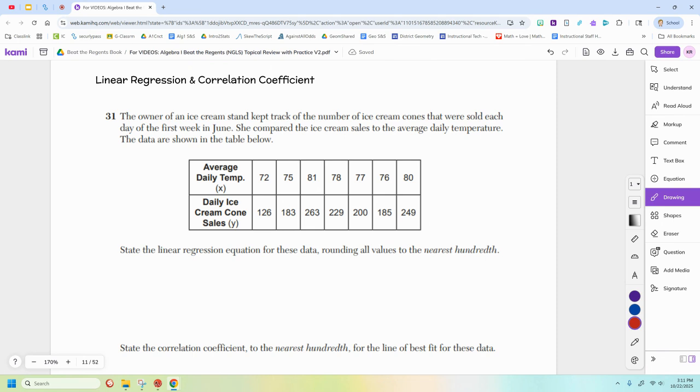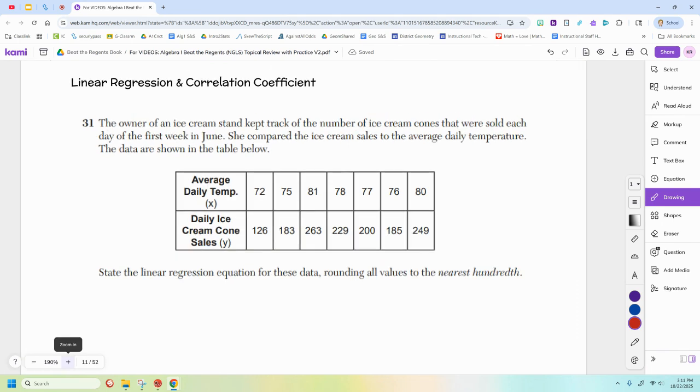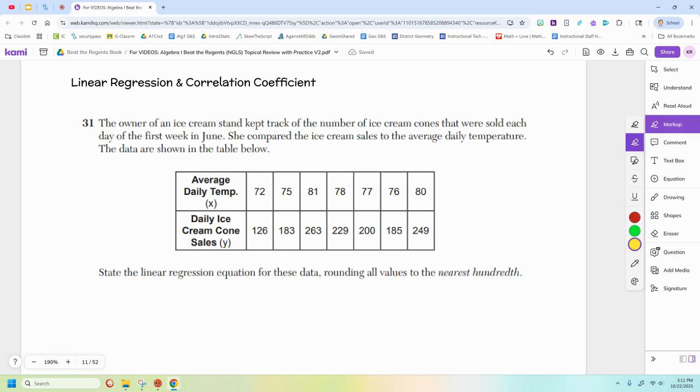All right, so this is question number 31. Here we go. The owner of an ice cream stand kept track of the number of ice cream cones that were sold each day in the first week of June. She compared the ice cream sales to the average daily temperature. The data are shown in the table below. So this is two variable statistics. We have temperature, which is one variable, and sales in dollars of ice cream.